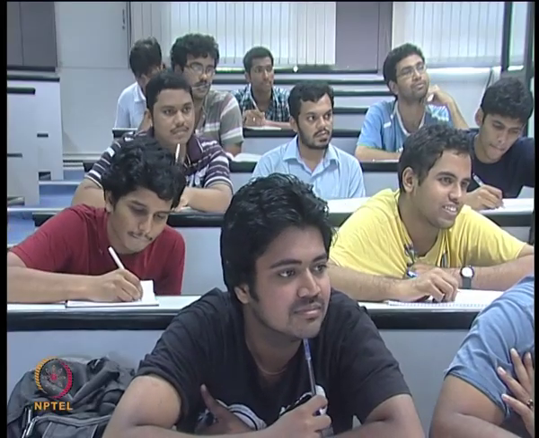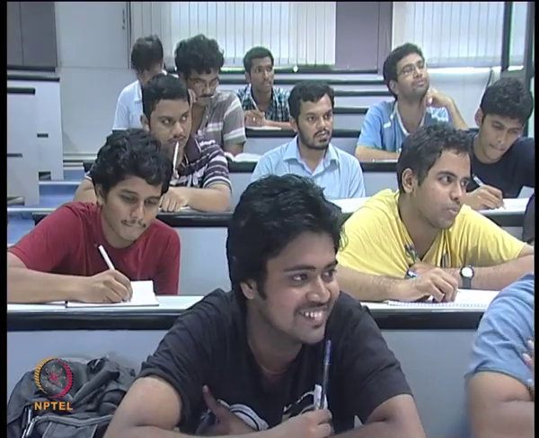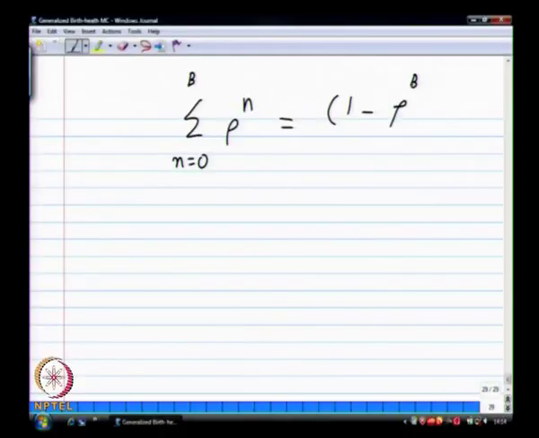So what is that? 1 plus rho plus all the way up to rho to the B. So there are B plus 1 terms. What is this? 1 minus rho to the B plus 1 over 1 minus rho, or 1 by rho minus 1. Either way is fine. We will use this one.